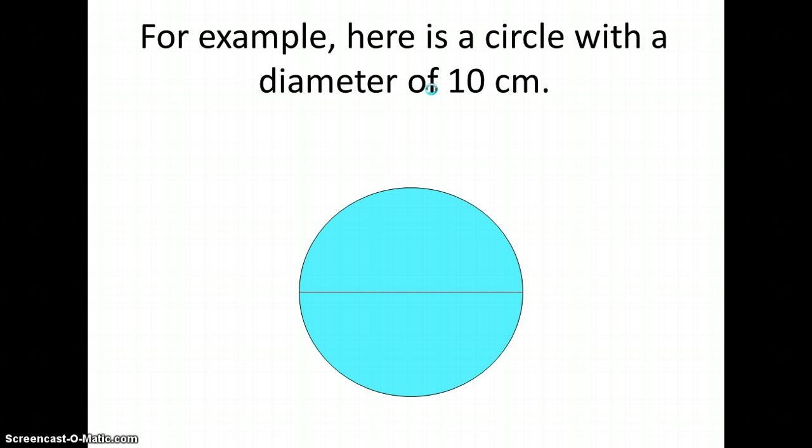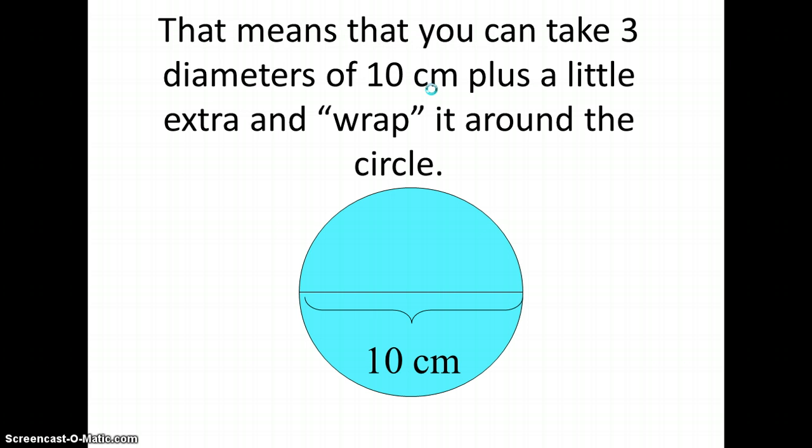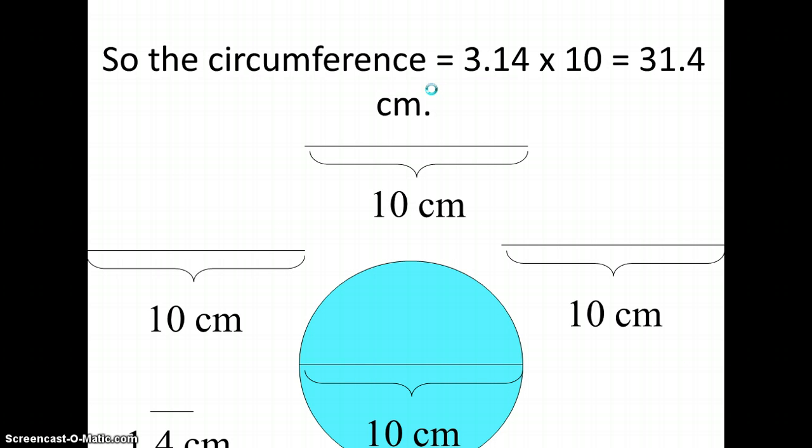So let's look at an example with numbers. Here's a circle with a diameter of 10 centimeters. That means you can take 3 diameters of 10 centimeters plus a little extra and wrap it around the circle. Or 3.14 times the diameter, which is 10, to get 31 4/10 centimeters as our circumference.